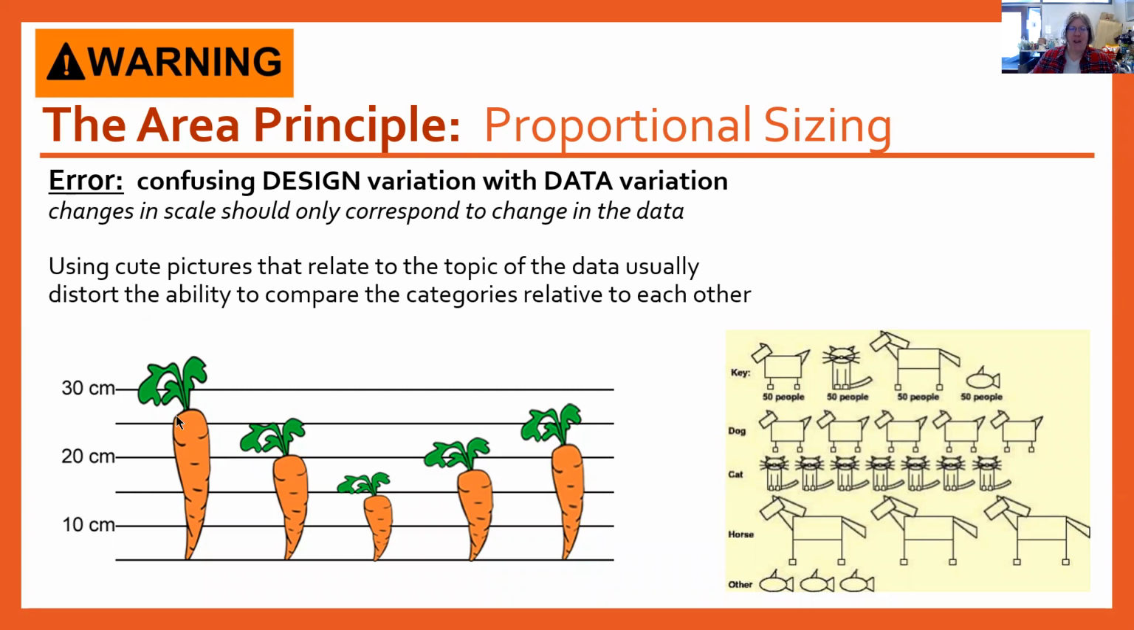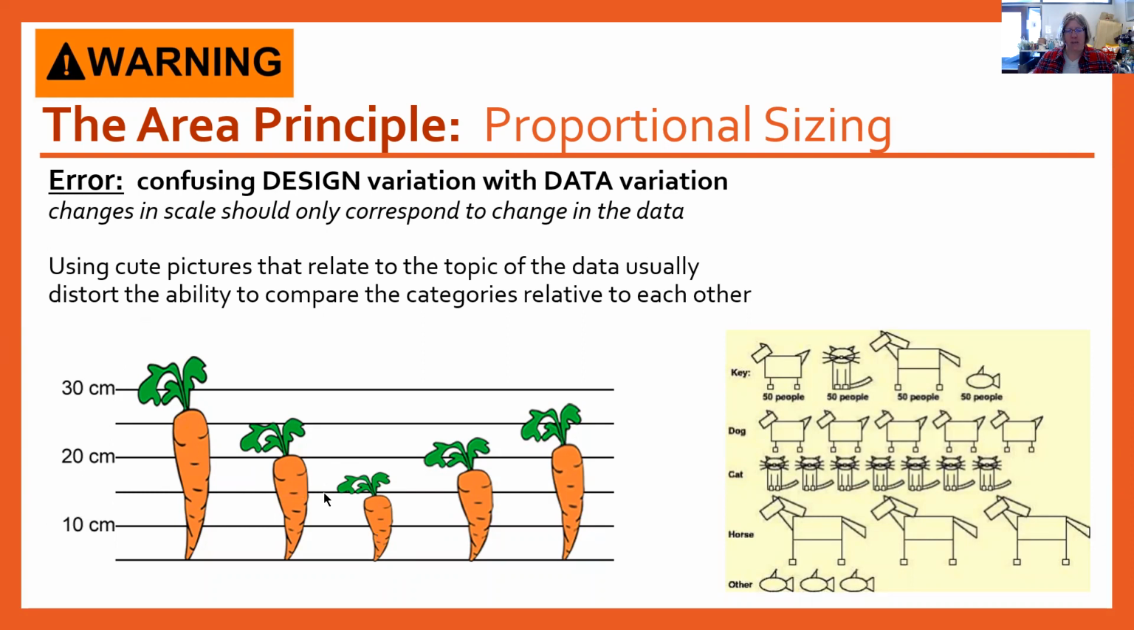So this first graph, they replaced all the bars with carrots. And so my first question here is what exactly should I be comparing? Should I be comparing the size of the carrots? Just that orange part of the carrot itself? Should I be including the leaves? How do I make sense of that?